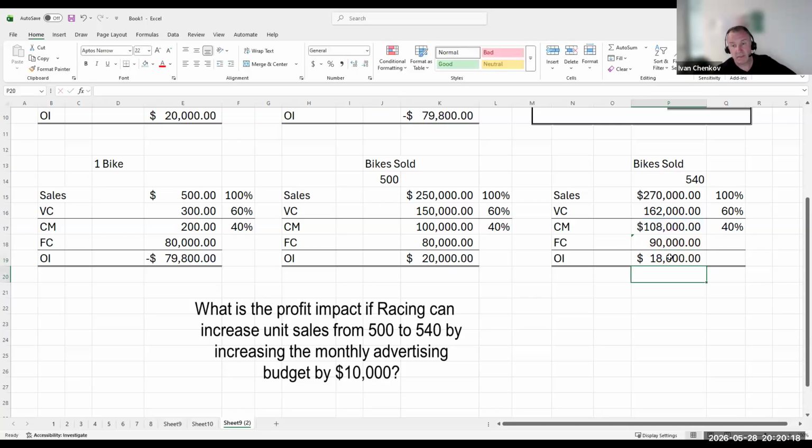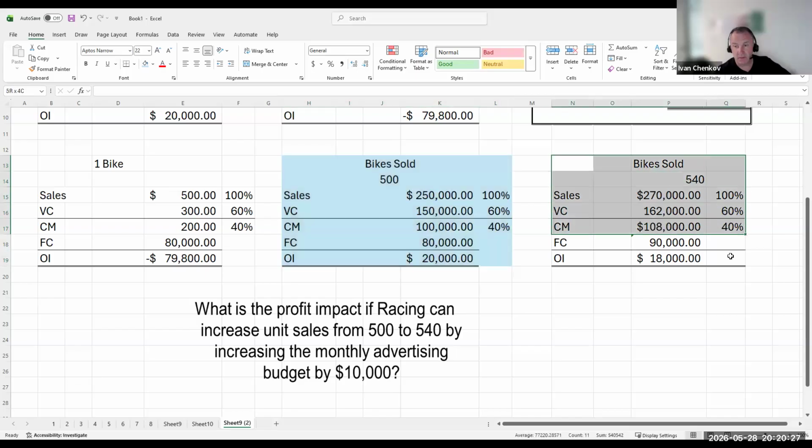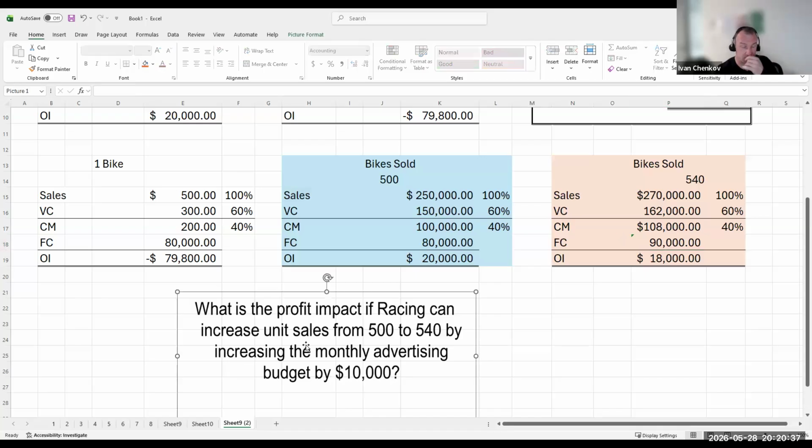My operating income is 18,000. So when I compare to where I was, this is where I was, this is where I am right now after the changes. Is it profitable for me to do these changes? Obviously, it's not. Why? Because I'm losing $2,000. That's why I want to do it.